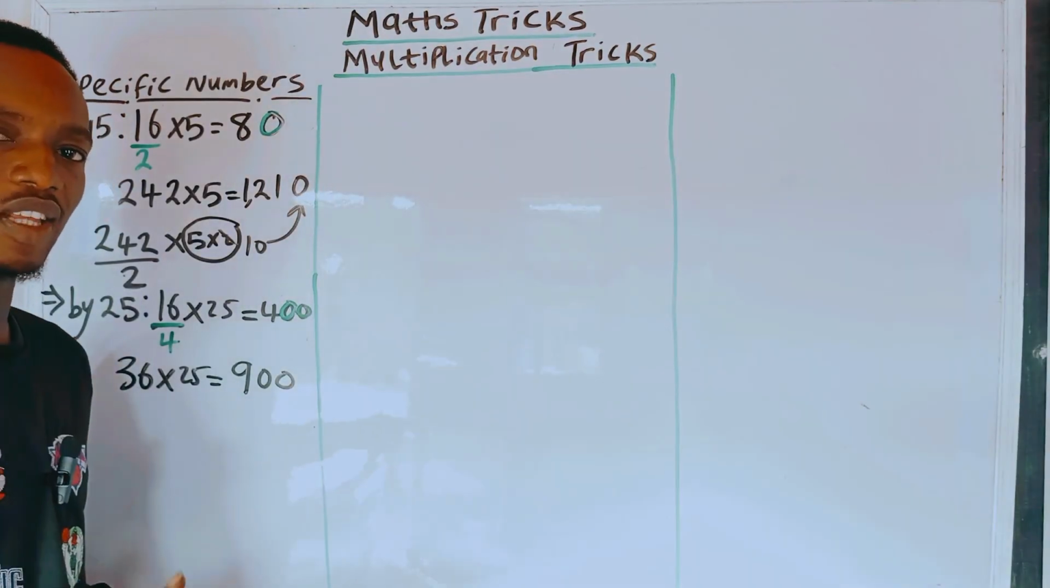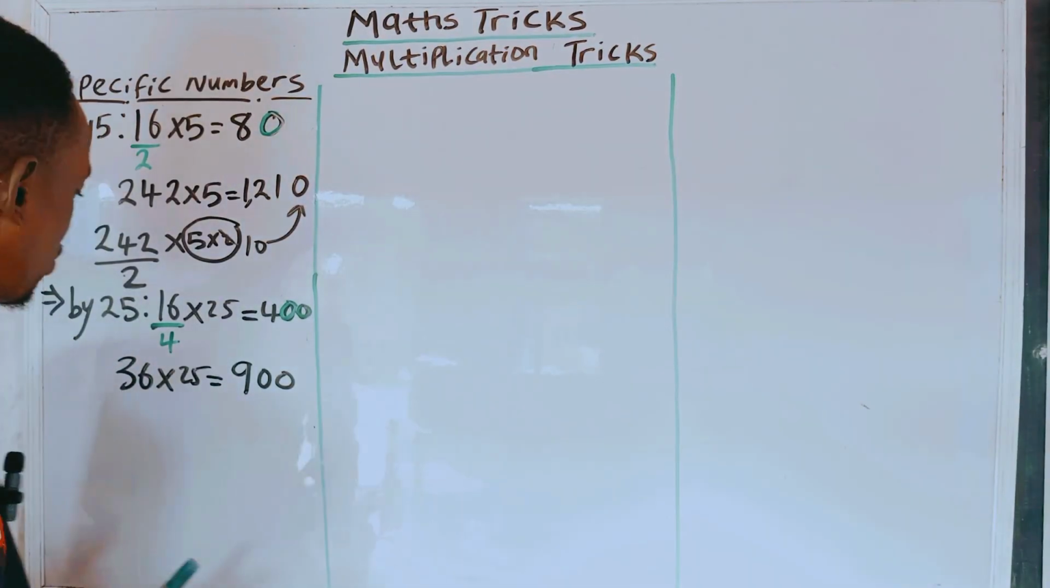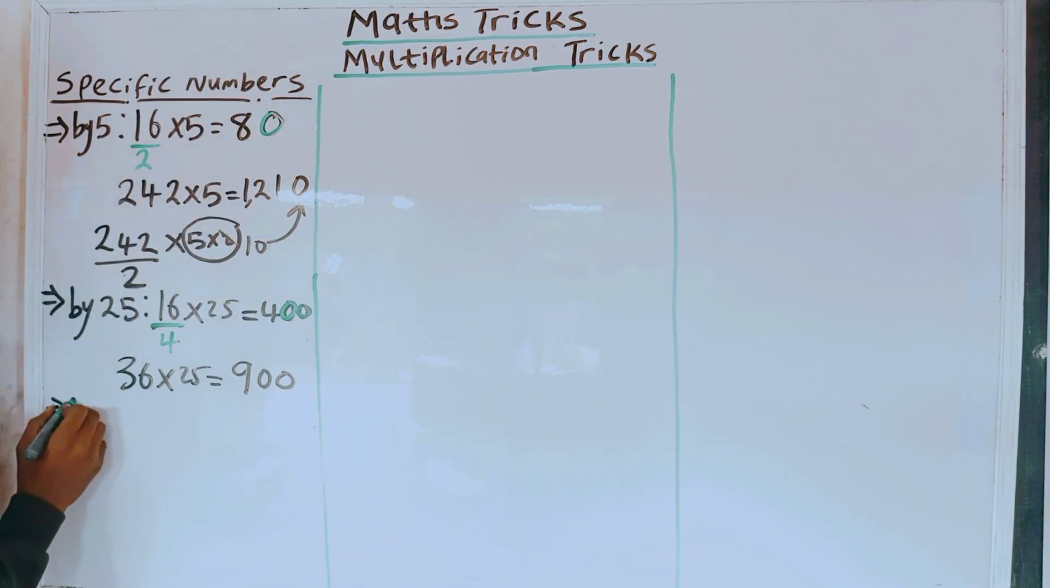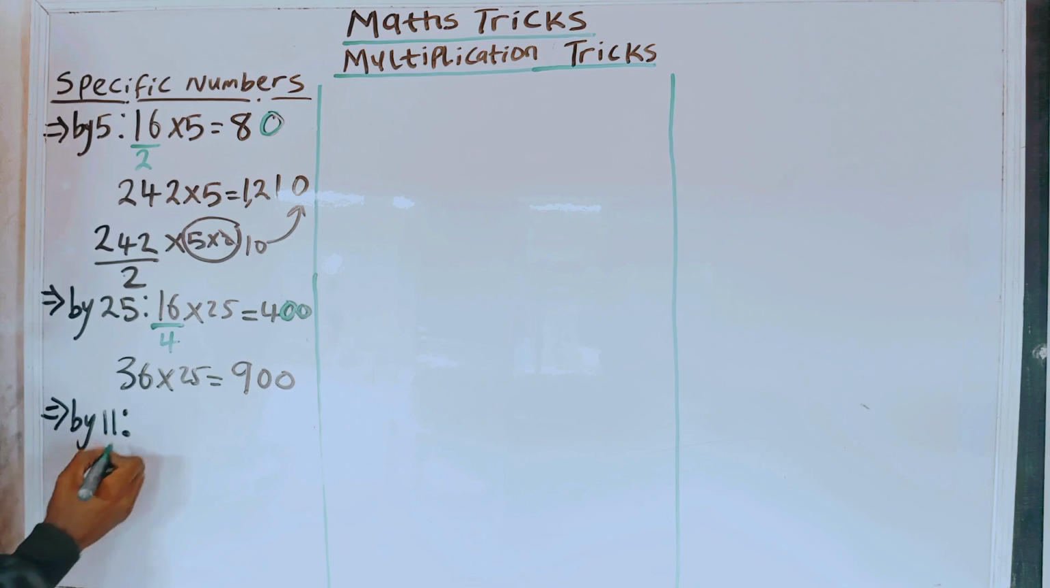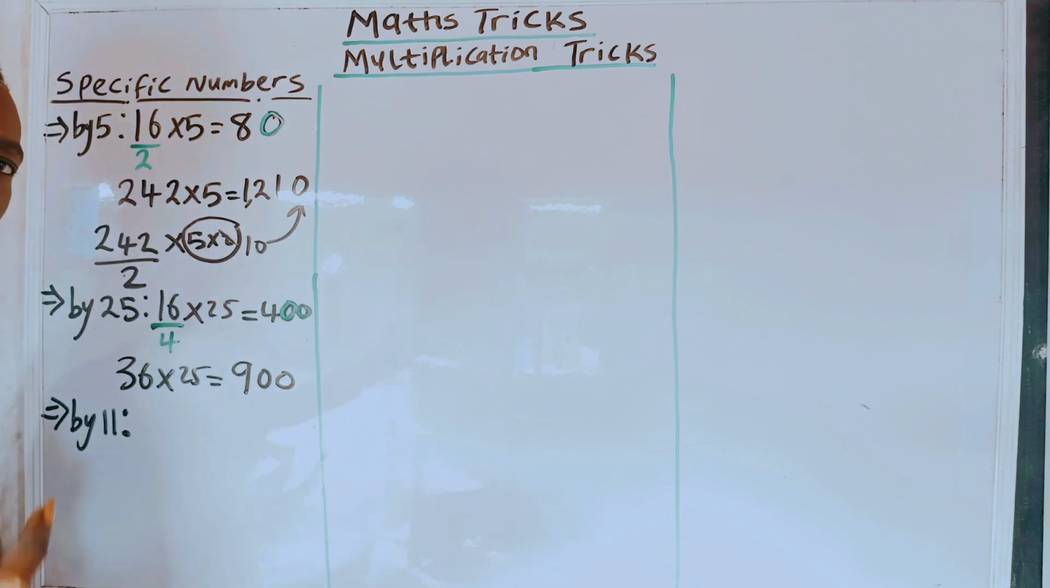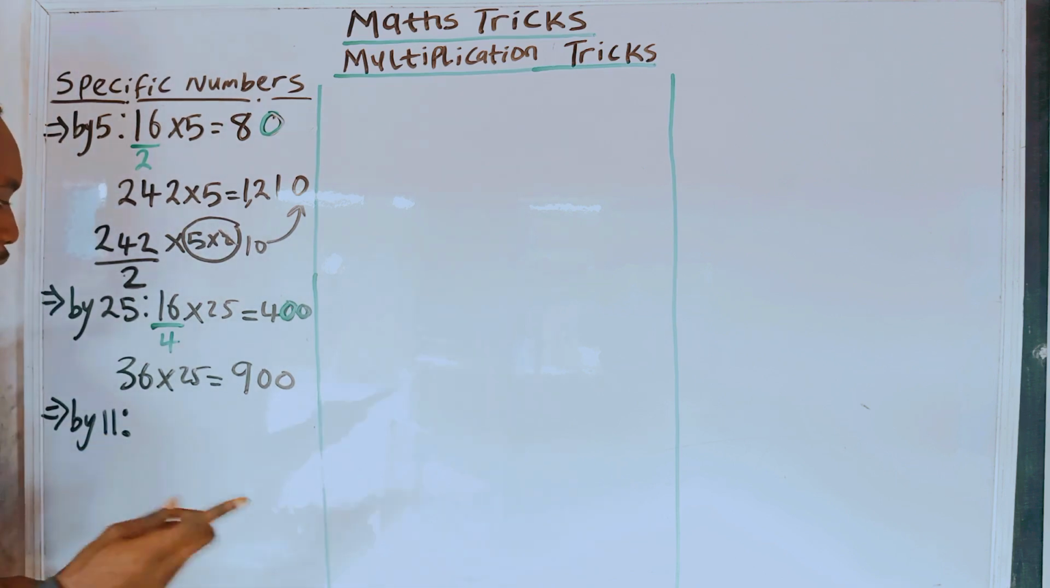That's not all. Now let's look at another number, which is 11, multiplication by 11. So when we're multiplying by 11, there's also a very cool trick that we can do. Now, what is that trick?